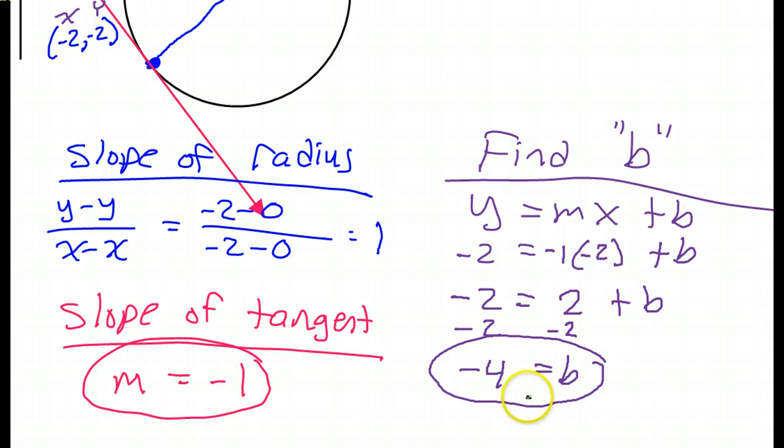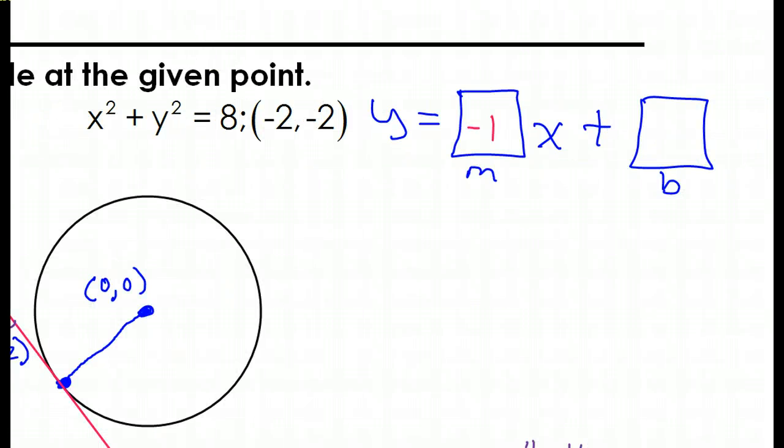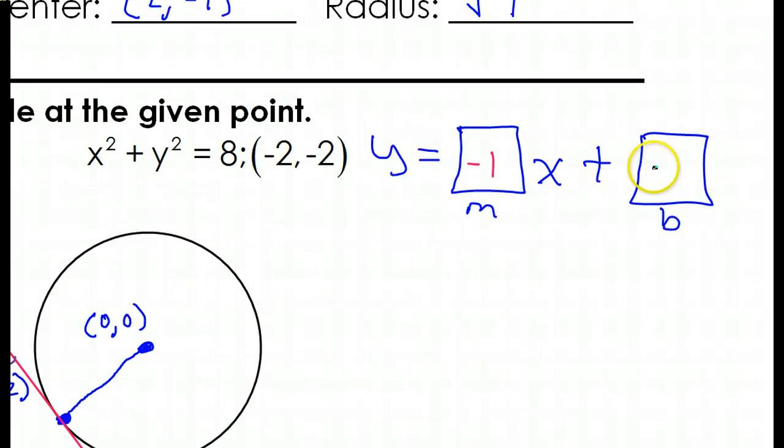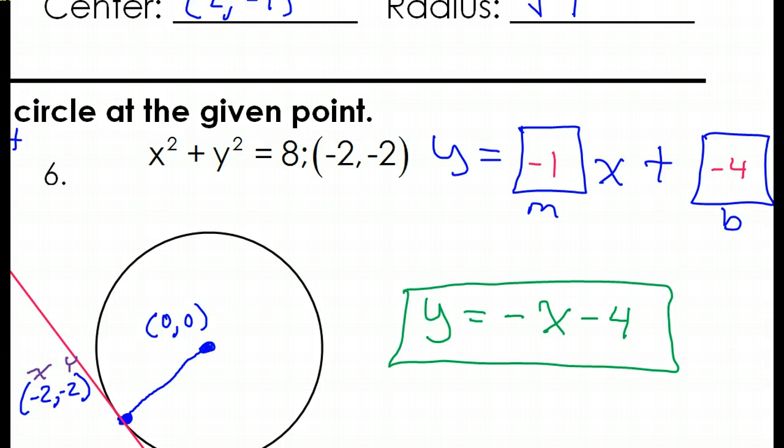So now we have the slope and the y-intercept, the m and the b. So I will just fill that in. Negative 4. And let's just recopy this in a prettier way. So the final answer will be y equals, and we're not going to include the 1. We'll just put negative x. And we won't do plus negative 4. We'll just do minus 4. So this is how you should write your final answer. Okay, so that is it for number 6.